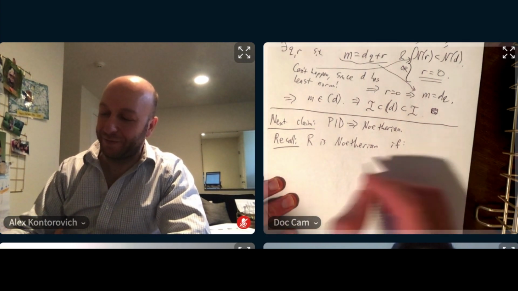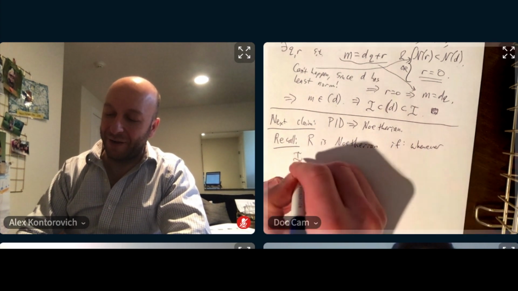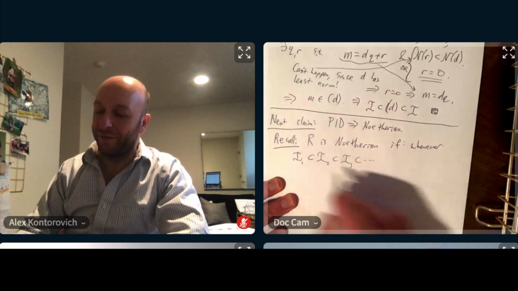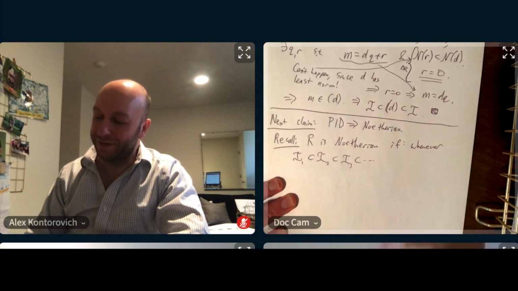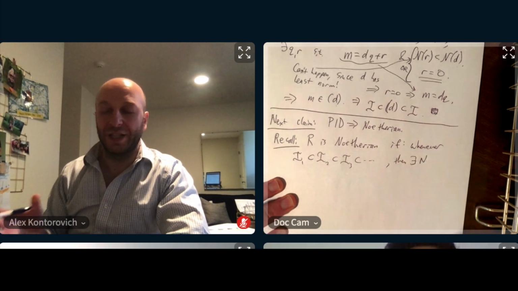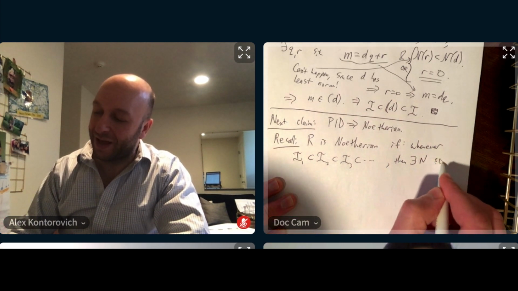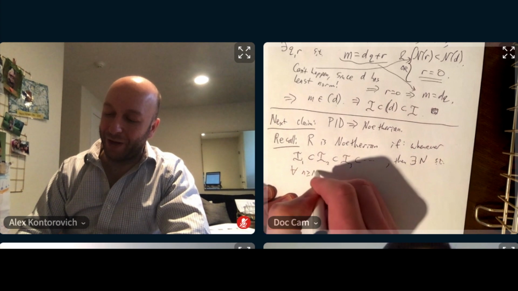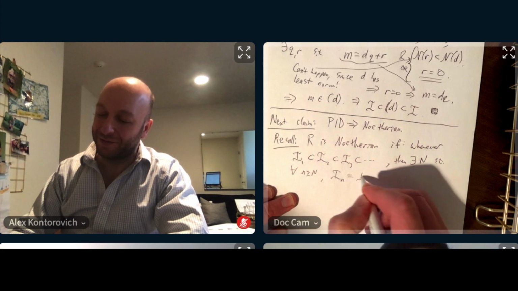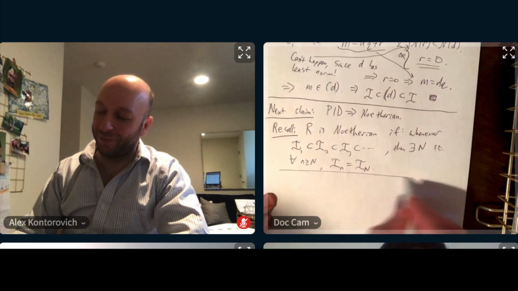Okay, so whenever you have a chain of ideals, I1 contained in I2, contained in I3, and so on, if you have this infinite chain of ideals, then the chain stabilizes. At some point, the chain stops increasing. There exists an N such that for all n bigger than this big N, I_n is equal to I_N. Okay, so let's review this one more time in the integers.